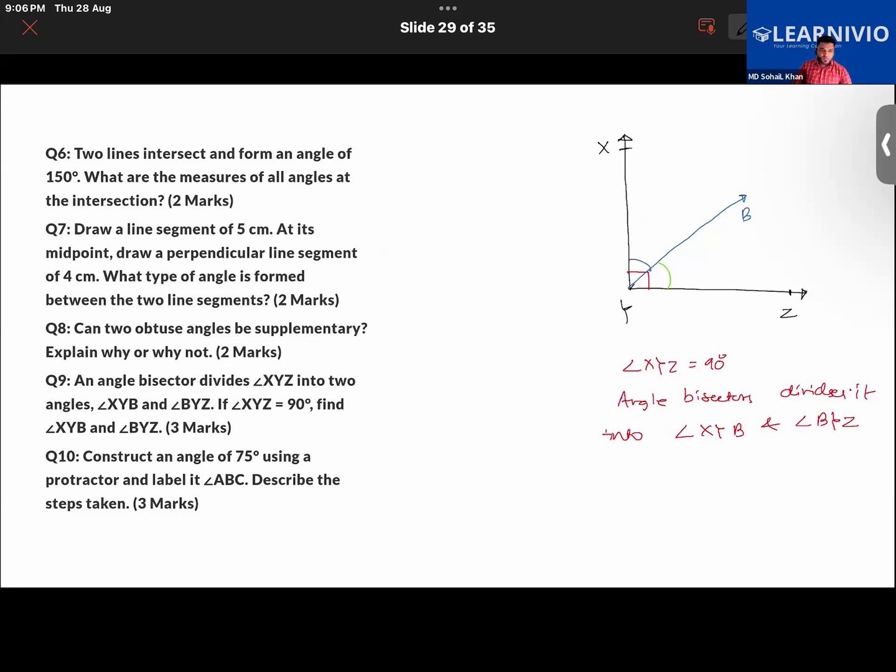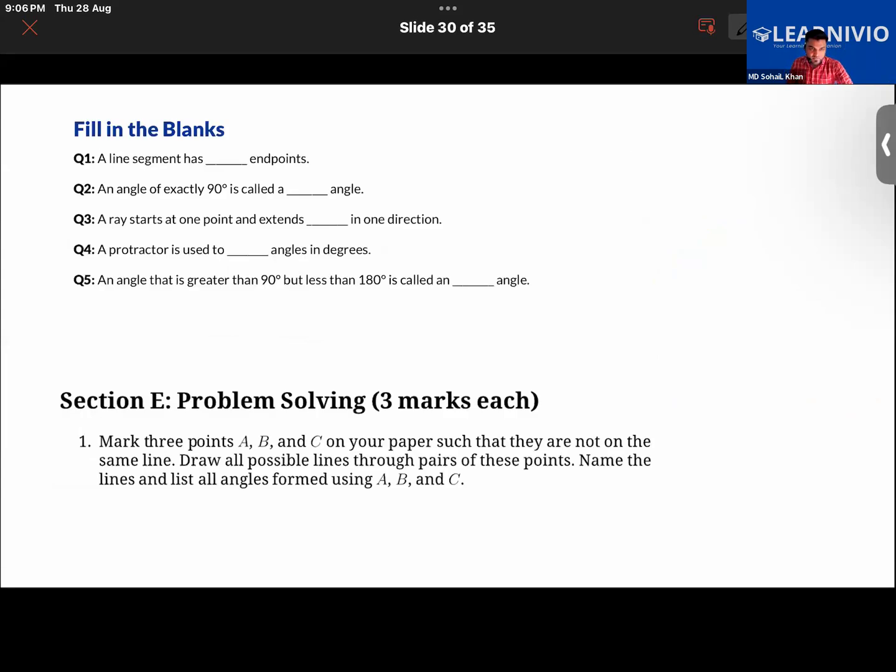Sir, I can't find my protractor. You should have kept it with you, no? Yes, sir, but I can't find it now. Okay, then answer the question from this one. I'm sending the screenshot in the chat box.